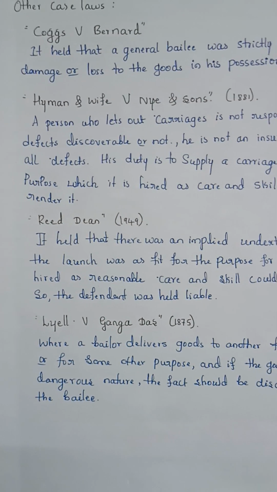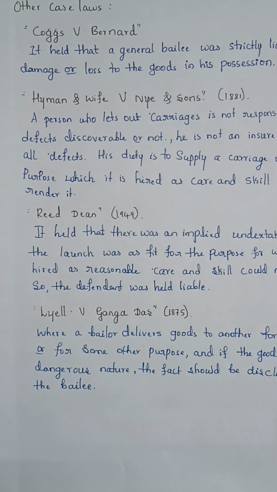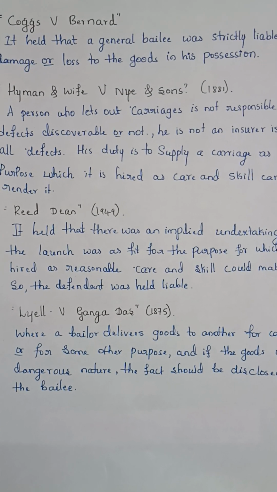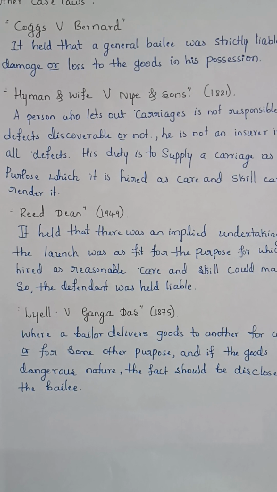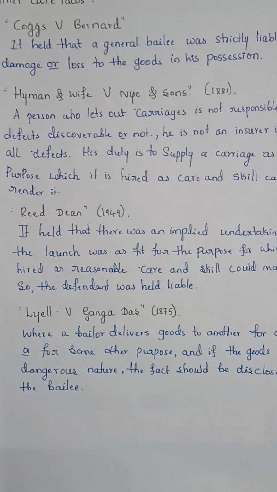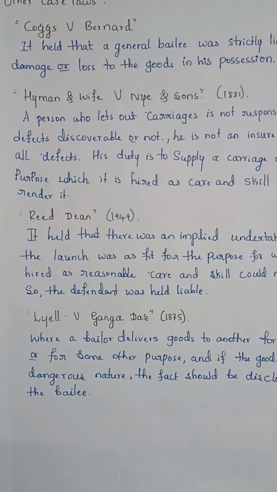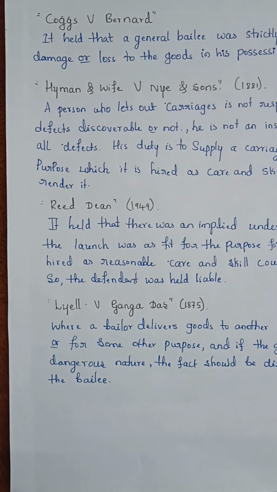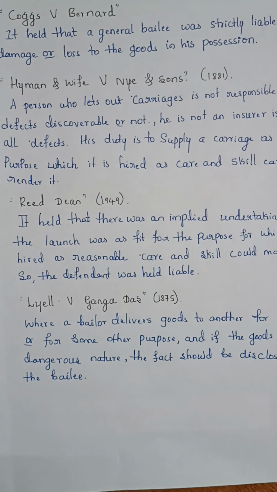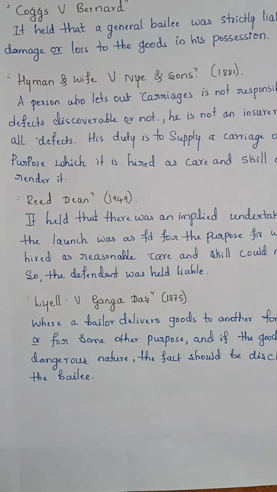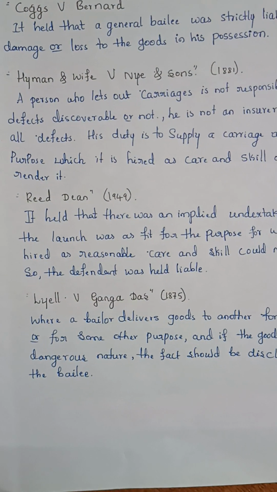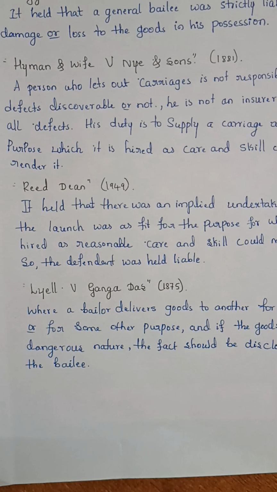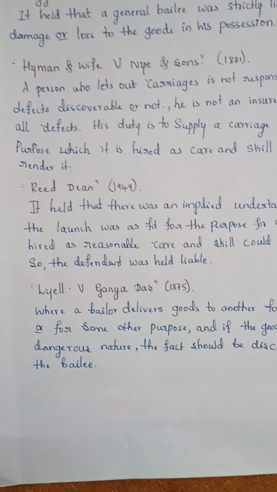And another case, Readhead versus Midland Railway. In this case, the court held that there was an implied undertaking that the carriage was as fit for the purpose for which it was hired as reasonable care and skill could make it. So the defendant was held liable in this case. And another case, Lyon versus Mells. In this case, where a bailor delivered goods to another for carriage or some other purpose, and such goods are dangerous in nature, that fact should be disclosed by the bailor to the bailee.